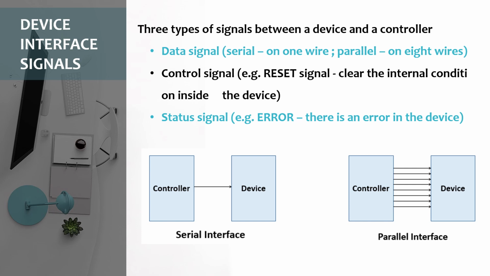Clear everyone? In the image you can see the serial interface, controller and device, only one data bit at a time. But with parallel processing or a parallel interface, I can send 8 different bits at the same time. That we call parallel processing. That we will see in the next topics. Fine? Okay.